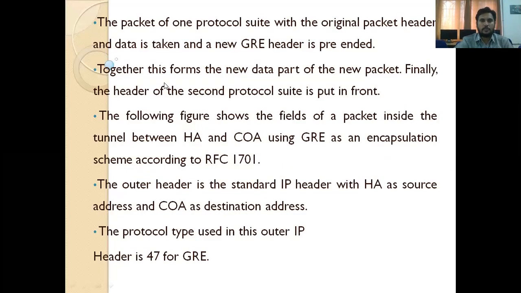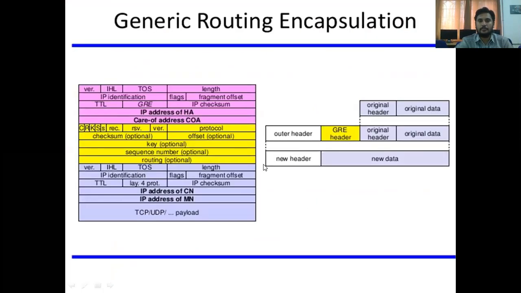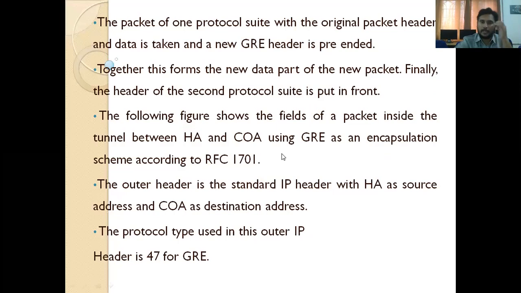So together this forms the new data part of the new packet. Finally the header of the second protocol suite is put in front. The following figure shows the fields of the packet inside the tunnel between HA and COA using GRE as an encapsulation scheme according to RFC 1701. The outer header is the standard IP header, with the home agent as source address and care-of address as destination address. The protocol type used in this outer IP header is 47 for GRE.